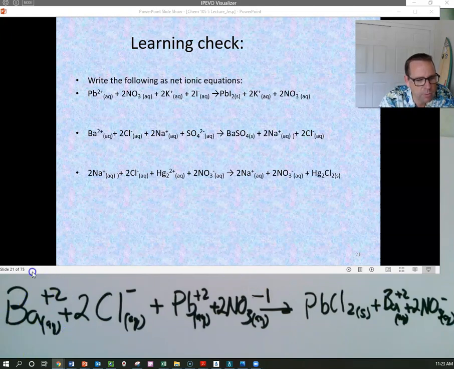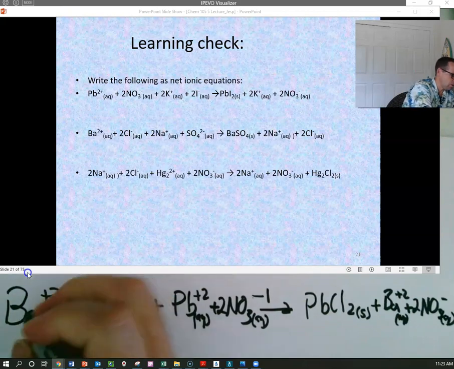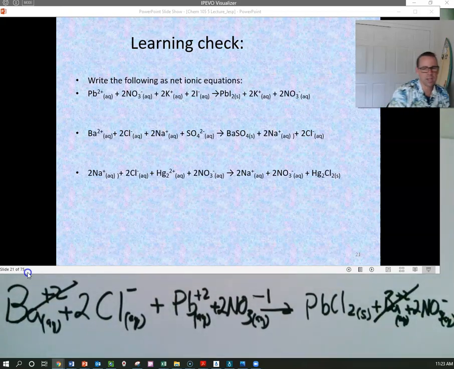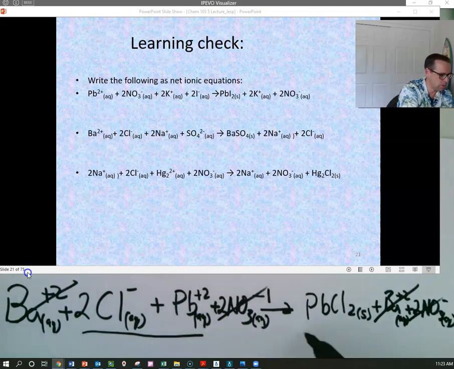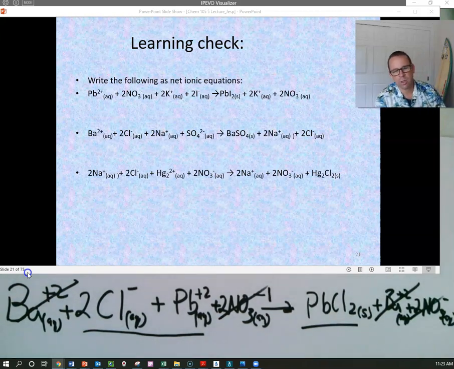The barium ion, very good. This is our spectator ion, so that's not going to be in the net ionic equation. What else? That's right. The 2 nitrates aren't going to be included. So the net ionic equation is just going to be those 2 ions coming together to form that compound. Why don't we go to yours and see what you have to do to make it the net ionic equation?